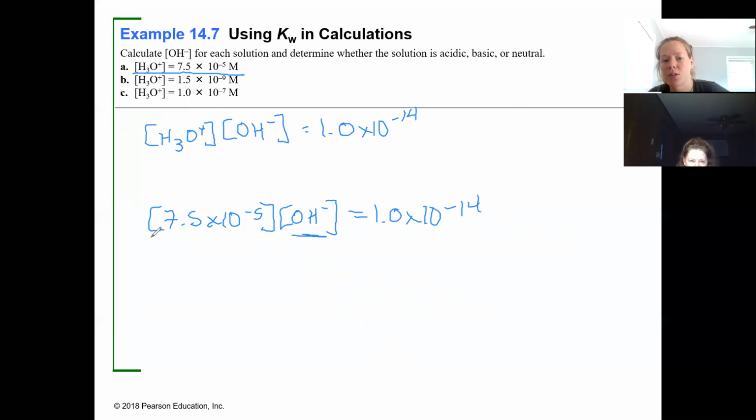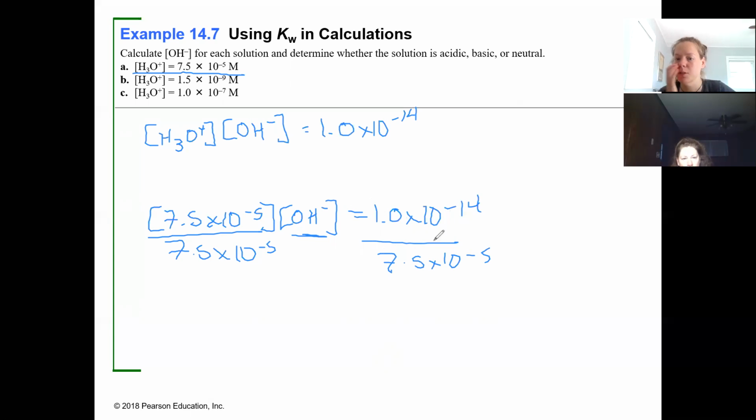If I want this, I just divide both sides by 7.5 times 10 to the negative 5th. So we take our 1.0 times 10 to the negative 14 and divide it by the 7.5 times 10 to the negative 5th. I want you to plug that into your calculator because I want you to be good, happy, comfortable with exponents divided by exponents.